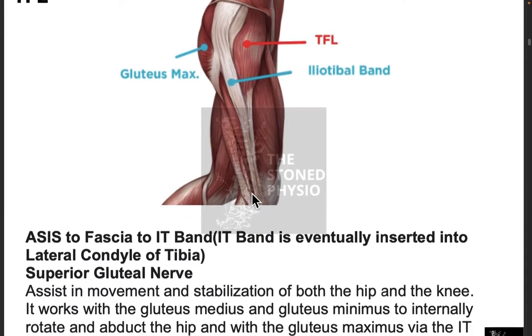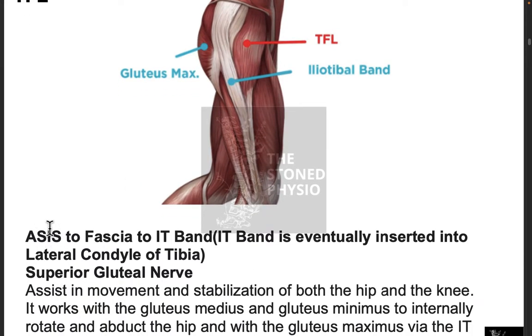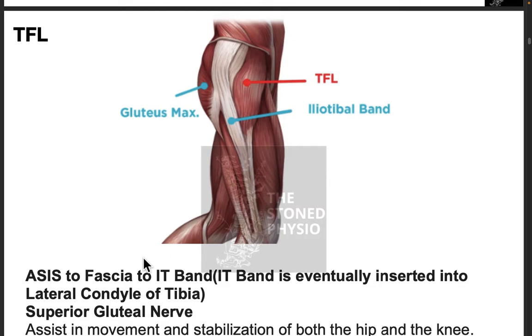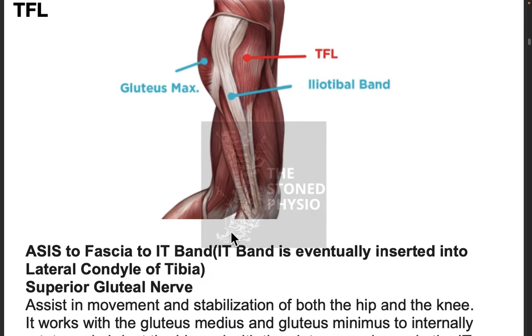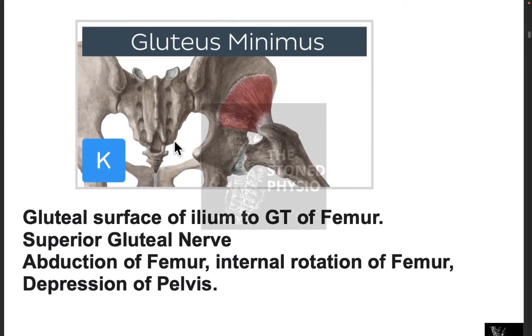And there is this band coming from this fascia that eventually gives rise to the IT band. So from the attachment on the ASIS to the fascia to the IT band, it also has its attachment on this particular fascia and on the IT band. It eventually gets inserted into the lateral condyle, on the Gerdy's tubercle of the tibia. And the nerve supply for this is the superior gluteal nerve, the same nerve that we had for the gluteus minimus and the gluteus medius.